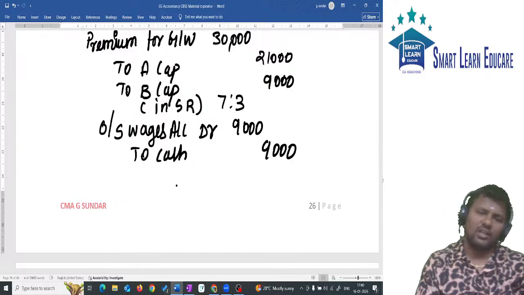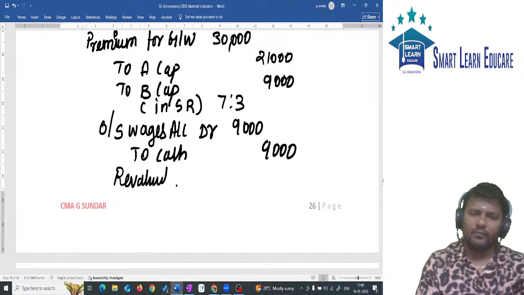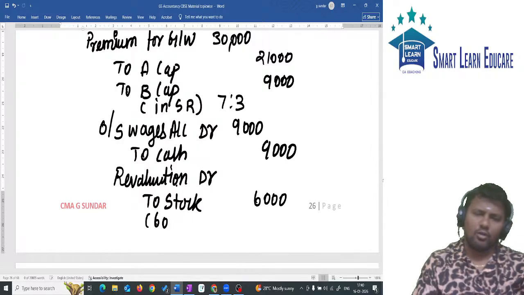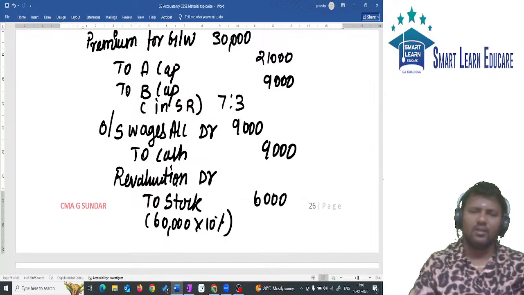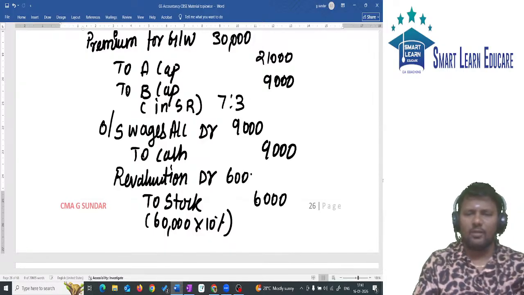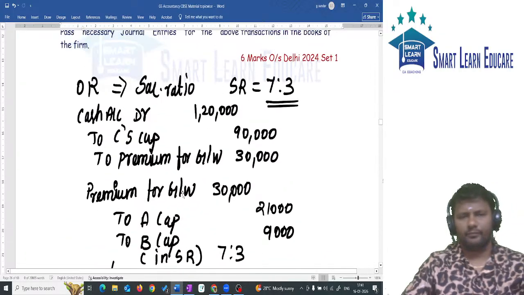So what is the journal entry for reduction in stock? Revaluation account debit to stock. How much is the amount? 6,000. How is it 6,000? Stock old value is 60,000. In that we have to calculate 10%. 60,000 into 10% will give you 6,000. So the journal entry: revaluation account debit to stock 6,000.